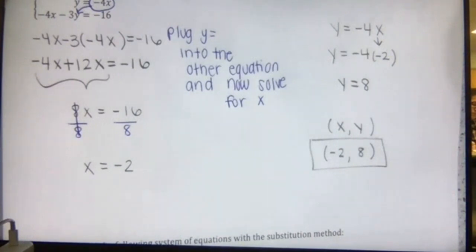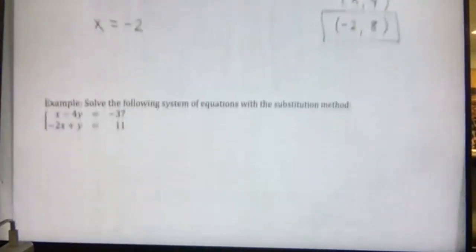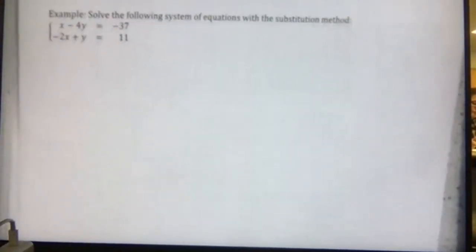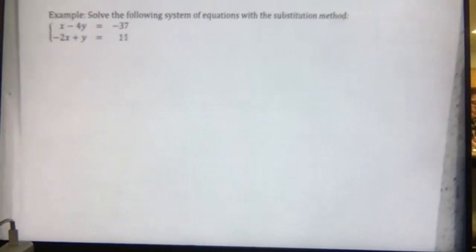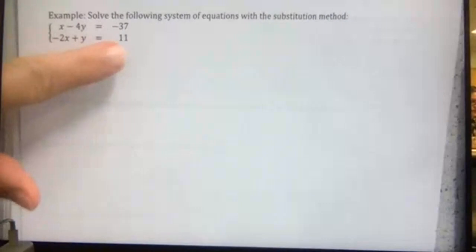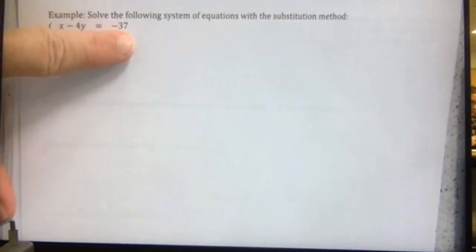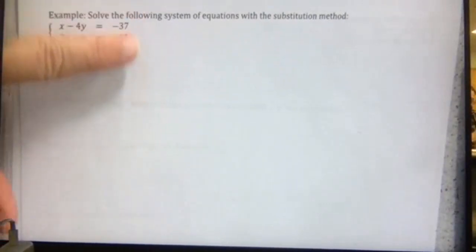All right, let's do one more like it. Same exact problem, solved by substitution. x minus 4y equals negative 37, and negative 2x plus y equals 11. This one doesn't give us x equals or y equals, but we can solve it in either equation. In the first equation, we could do x equals, because x is kind of by itself, or in the second equation, y is kind of by itself, so we can do y equals. Which one doesn't matter, it's going to give us the same answer.